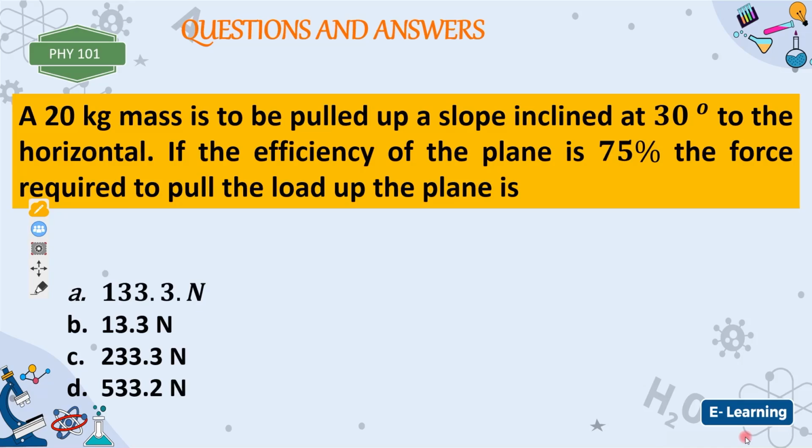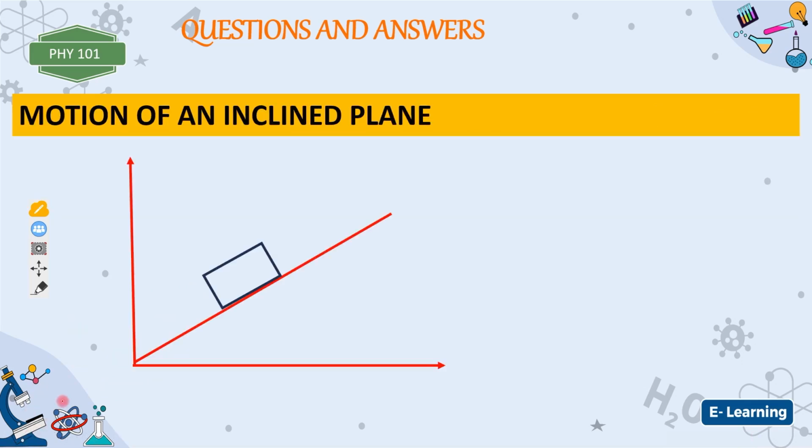All right, so we are going to solve the next question. The next question says, a 20 kg mass is to be pulled up a slope inclined at 30 degrees to the horizontal. If the efficiency of the plane is 75%, the force required to pull the load up the plane is... Now, this is a very simple question.